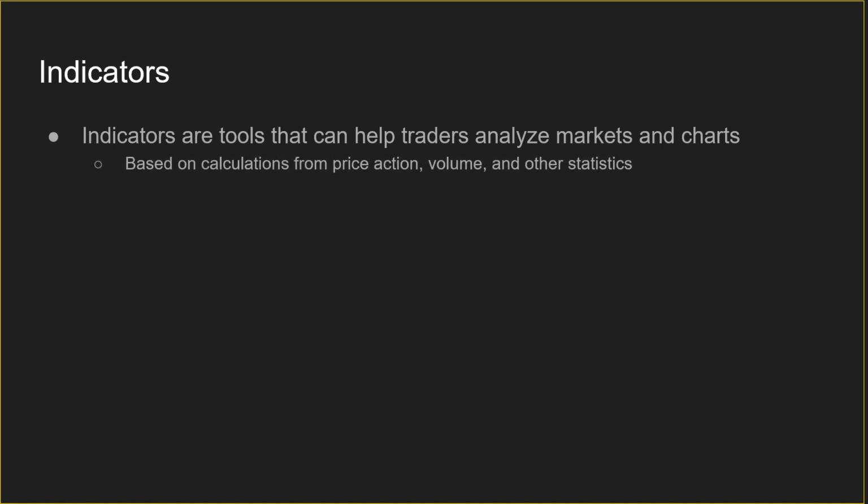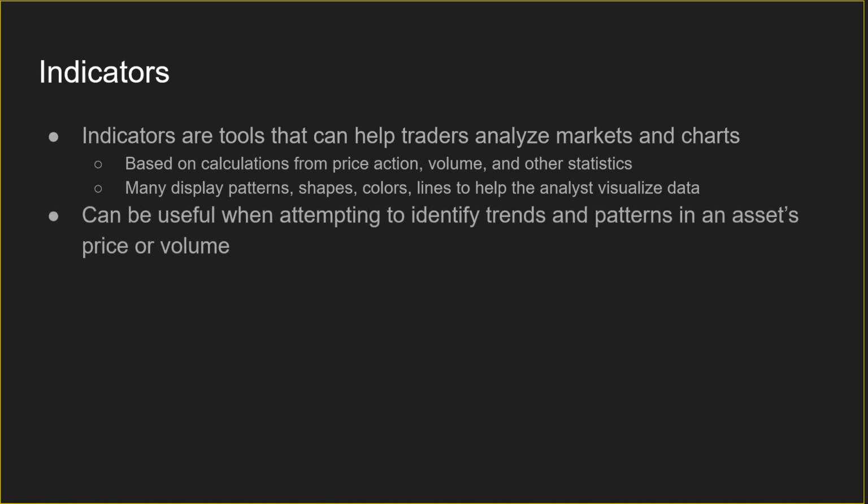Indicators are based on calculations taken from data based on price action, volume, and other statistics based on a market or a certain financial asset. Many indicators will display this information in the form of patterns, shapes, colors, and different lines to help the analyst visualize data. It's just another way to visualize data other than candlestick charts. They can be useful when attempting to identify trends and patterns in an asset's price or volume status.